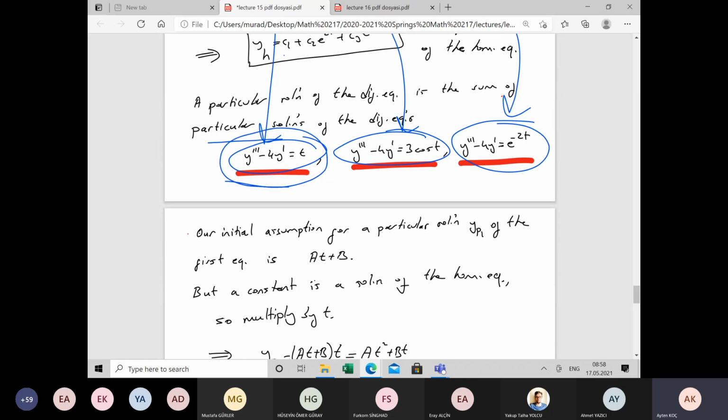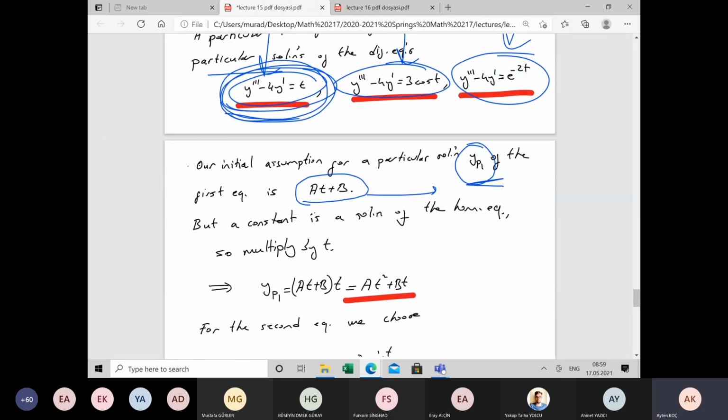The particular solution y sub p of the first differential equation is denoted by y sub p1. It should be a polynomial, so of the form a t squared plus b t. But this one doesn't work, because when we differentiate again and again, we obtain a contradiction.